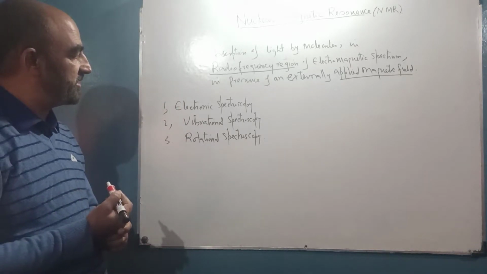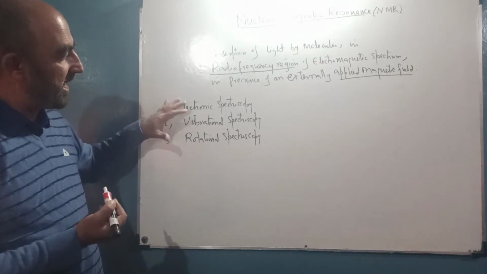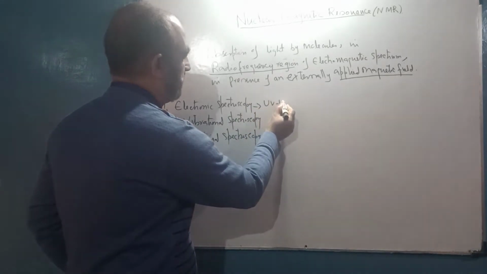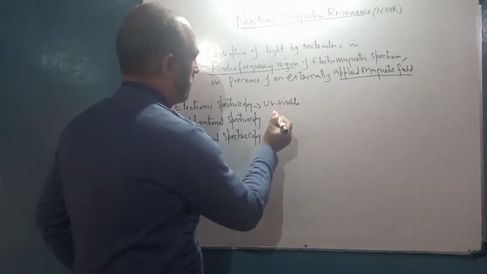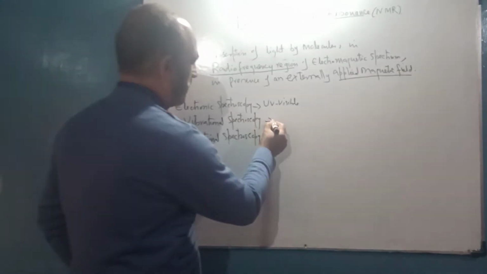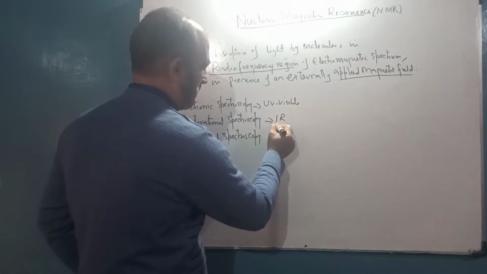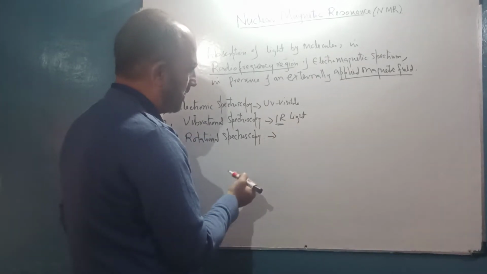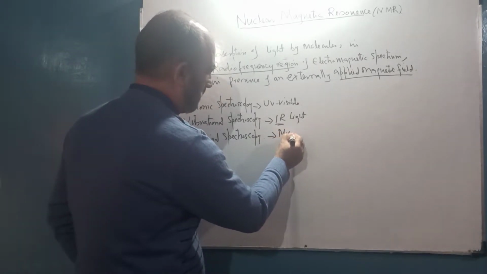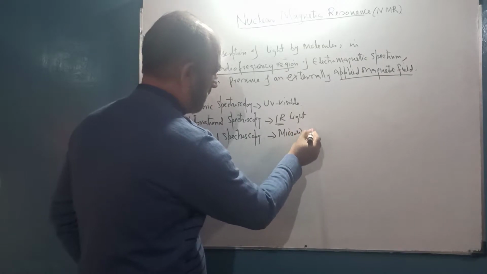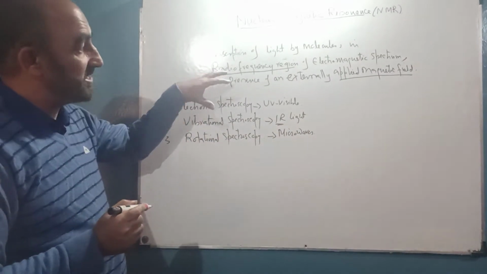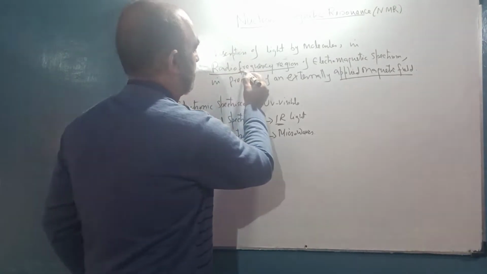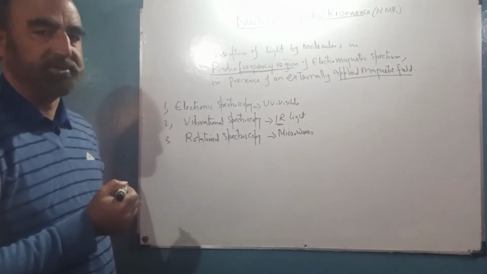So the first difference is in the light sources. For example, in electronic spectroscopy we use UV visible light, in vibrational spectroscopy we use infrared light, and in rotational spectroscopy, as you might be knowing, we use microwaves. But in this spectroscopic technique under discussion, that is NMR, we are using radio frequency region of the electromagnetic spectrum. So that is the first difference.